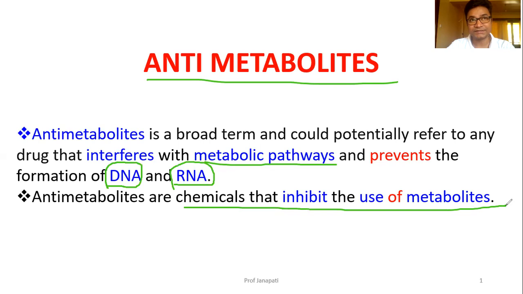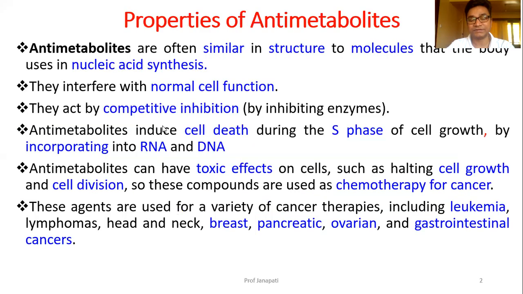The metabolites means food materials, the building blocks of our body. That is guanine, adenine, cytosine, thymine. So these are the building blocks which we were talking about. Now, let us learn some of the important properties of these antimetabolites.